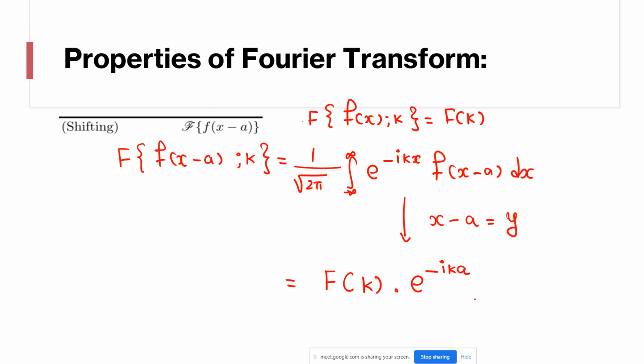If I make that substitution, x minus a is equal to y, ultimately what I get is nothing but the same Fourier, but it would get multiplied with e raised to minus ika. So whenever x is replaced by x minus a, you will get the same Fourier as your answer, but it would get multiplied with e raised to minus ika. Now, one thing that strikes my head every time is how I will remember all these properties, because every year simultaneously they are asking the property.